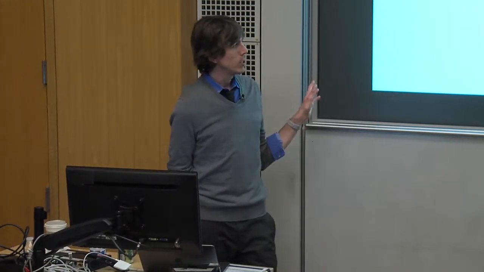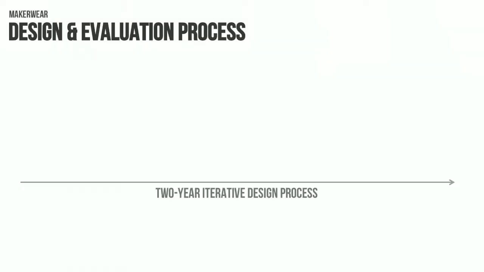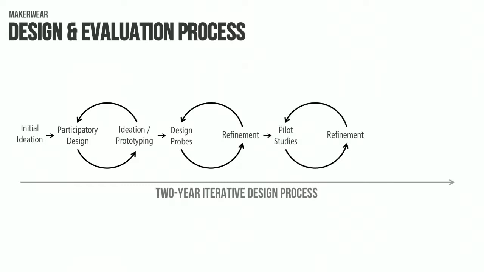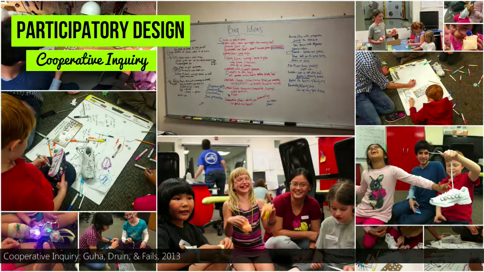So to address these questions, we've pursued a 2-year iterative design process where we began with participatory design sessions, where we've run 5 of them in total, as well as 2 participatory design sessions with STEM educators, which led us to the development process and some refinement and pilot studies, and then some field deployments and workshops. So in participatory design, we use a method called cooperative inquiry, where intergenerational groups of adults and children work together to design and test technology for children.